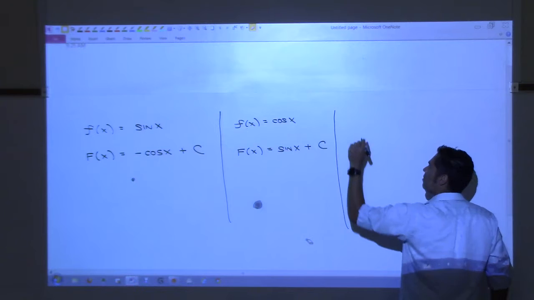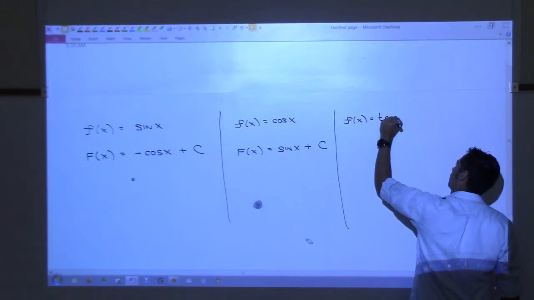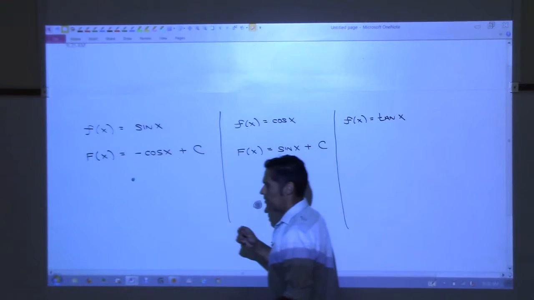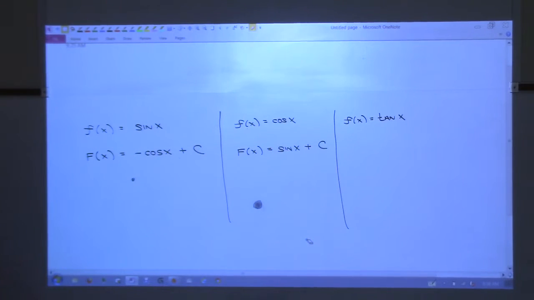Okay, sine, cosine. What about tangent? Ooh. Uh-oh. The derivative of tangent is secant squared, right? But that's not what we're asking, right? We're saying, what do you take the derivative of to get tangent?